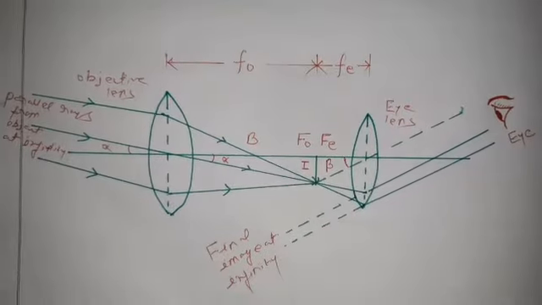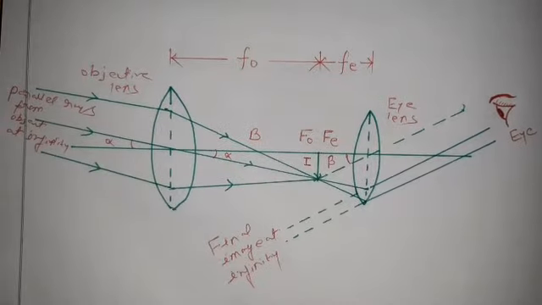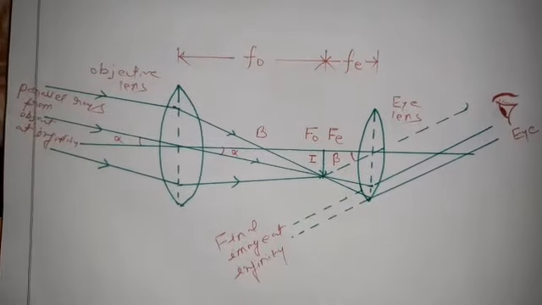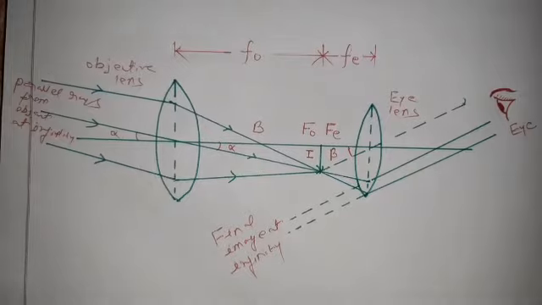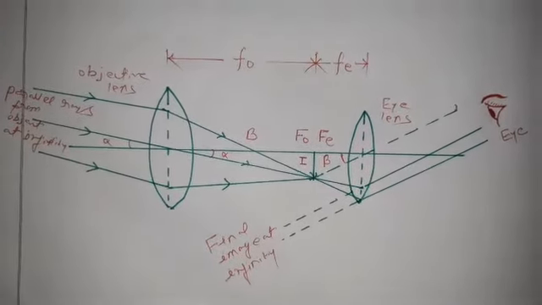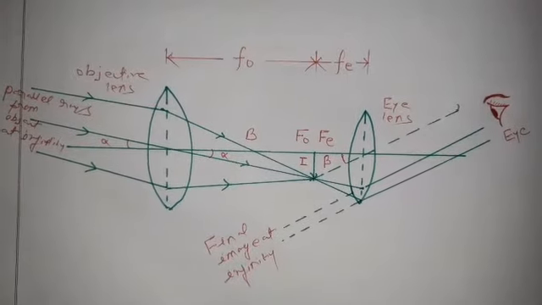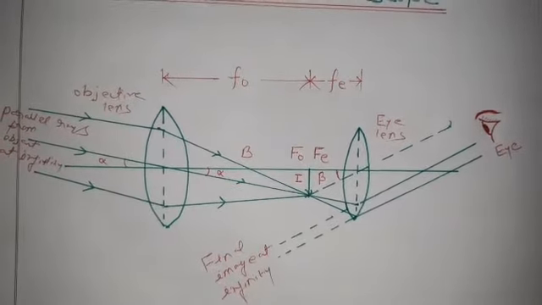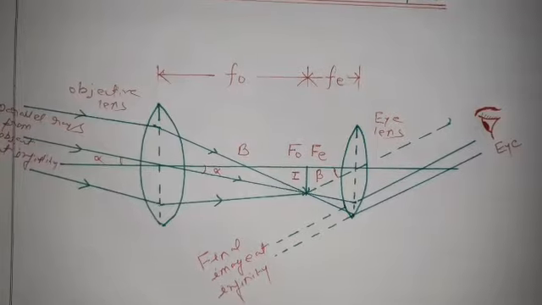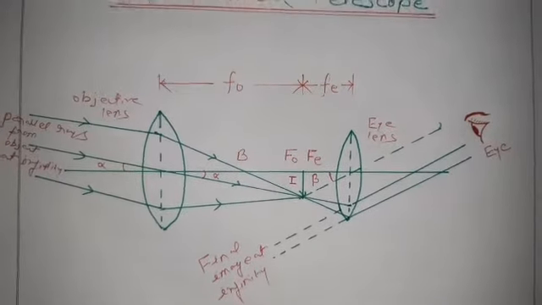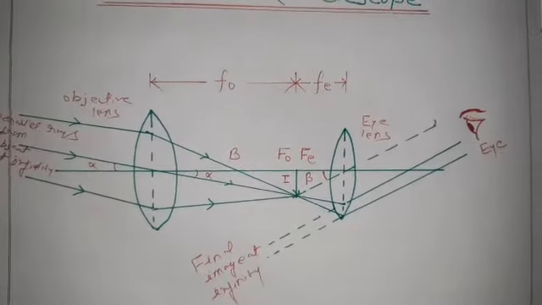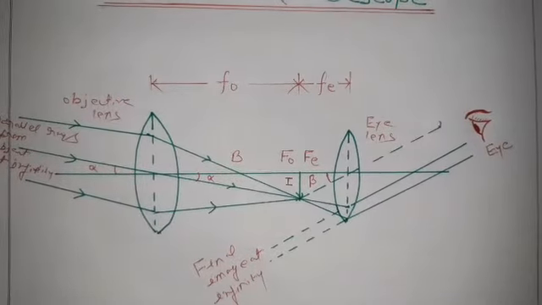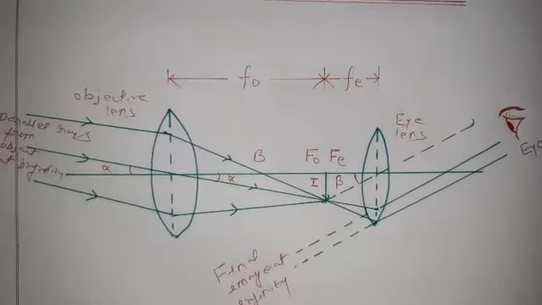Here we have the ray diagram of astronomical telescope. So what is the astronomical telescope? Astronomical telescope is also called the refracting telescope. An astronomical telescope is an optical instrument which is used for observing distinct images of heavenly bodies. What are the heavenly bodies? For example, stars, planets, etc., when the final image is formed at infinity.